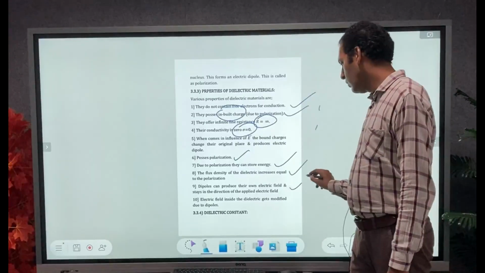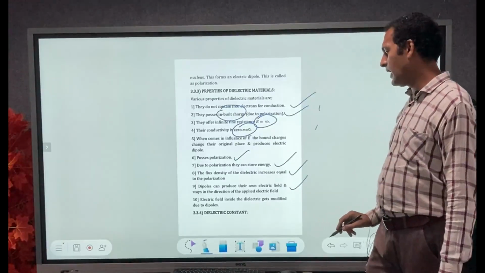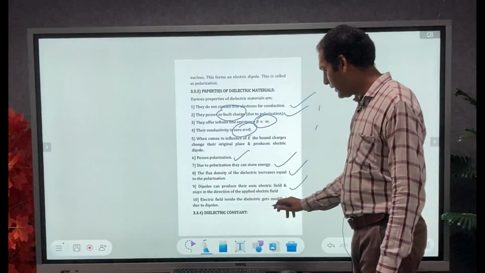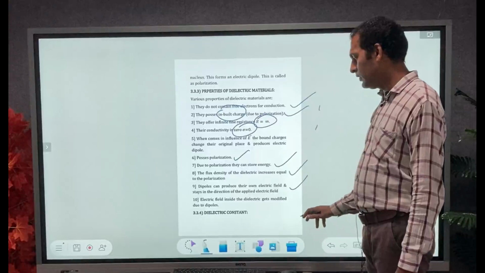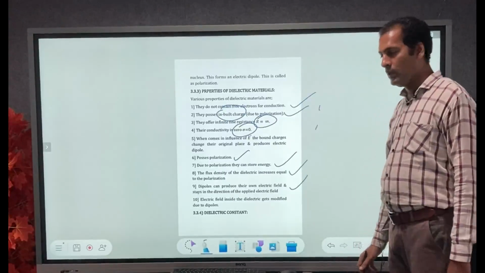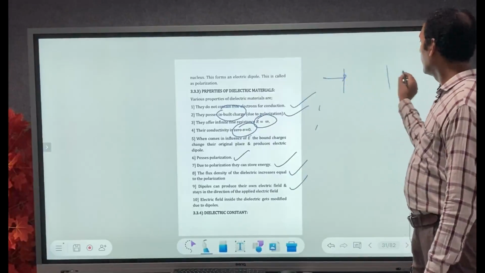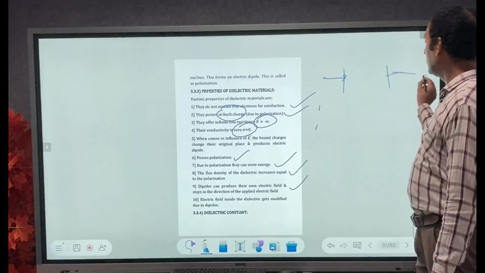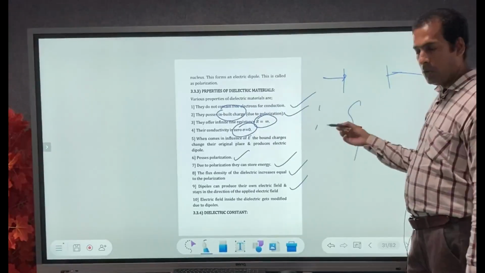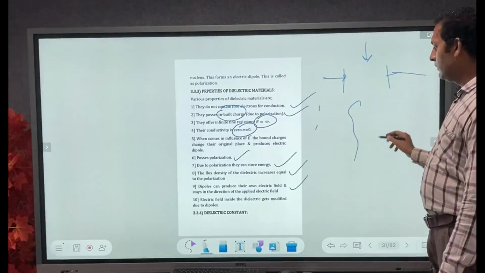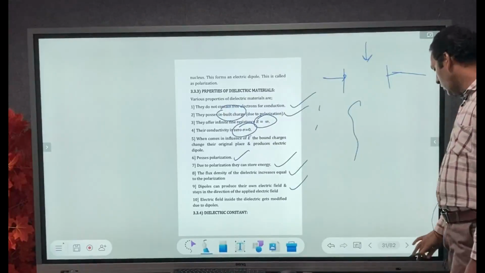Dipoles can produce their own electric field and stay in the direction of the applied electric field. The electric field inside the dielectric gets modified due to the dipole. So when we consider the dielectric medium, say either it is a capacitor or free space or any other plastic, glass or any other material, then we have to consider the dielectric constant.